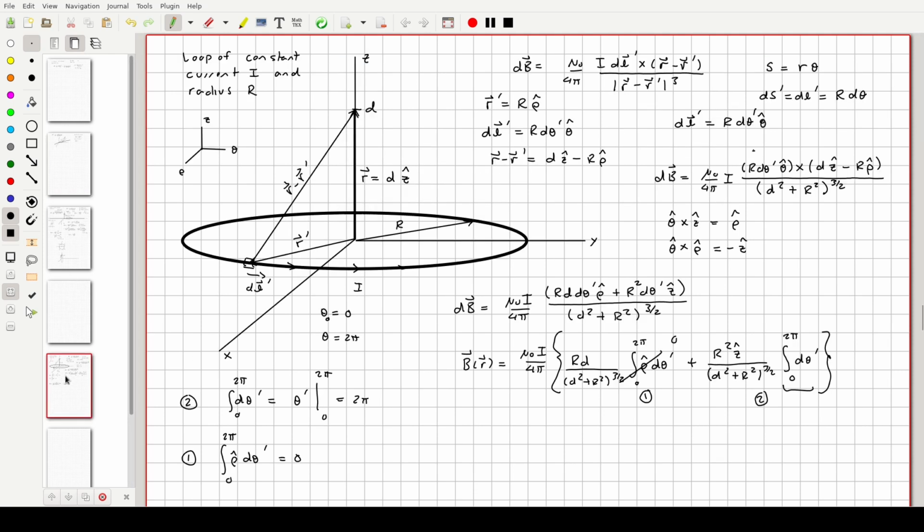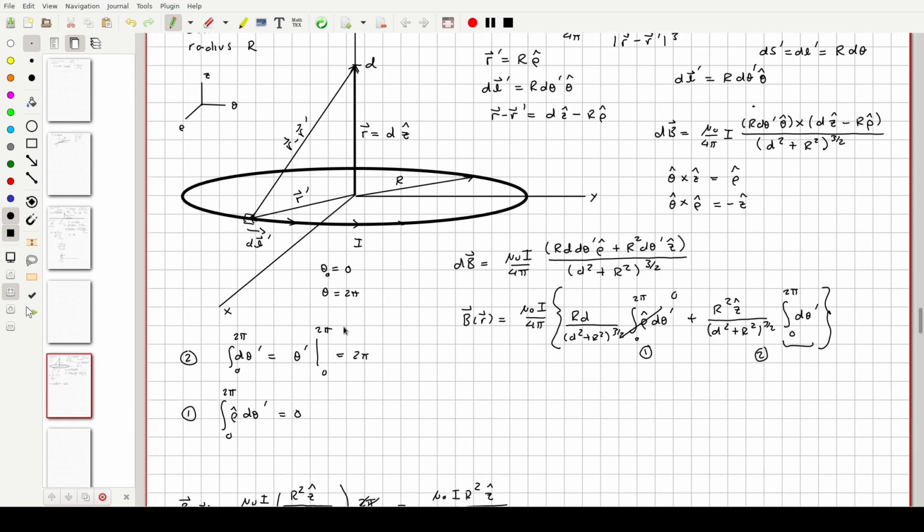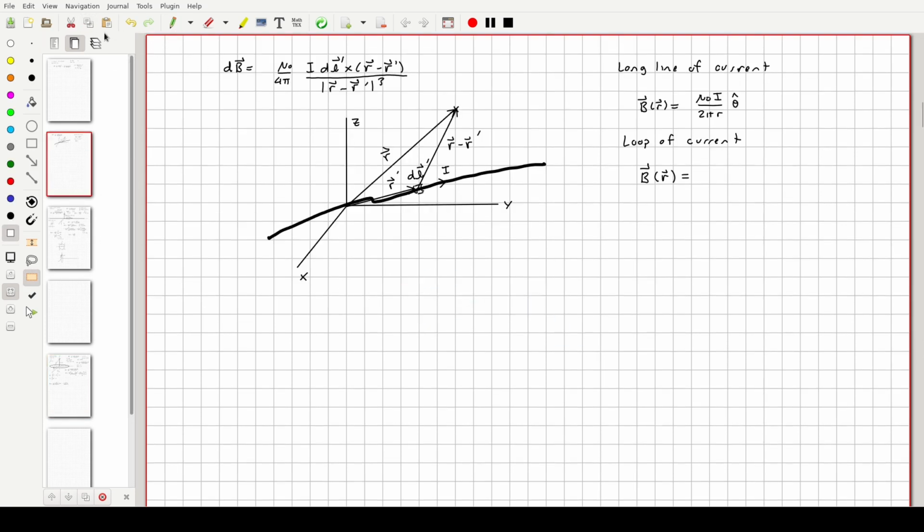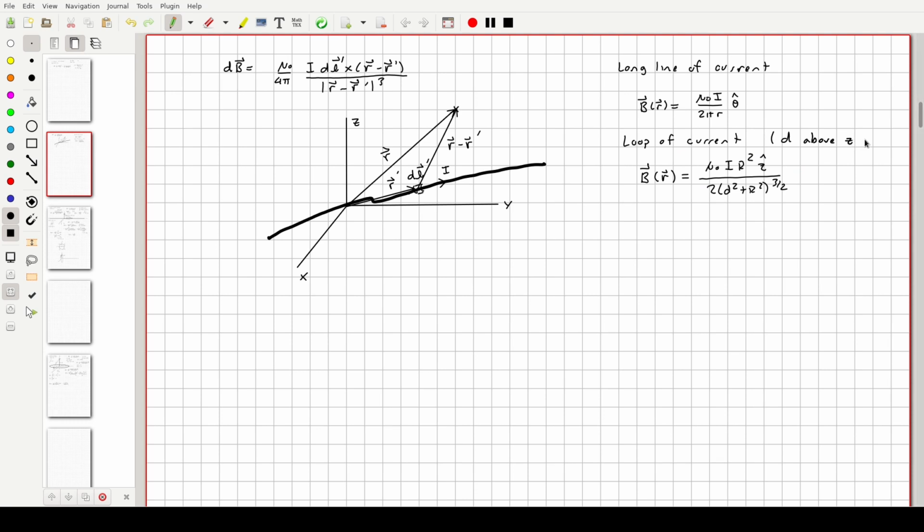Let me just snipe it and put it here. Right there. So this would be d above the z-axis, with a caveat that the loop is in the xy plane.